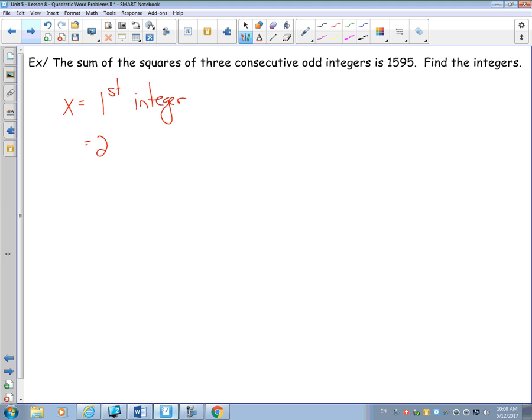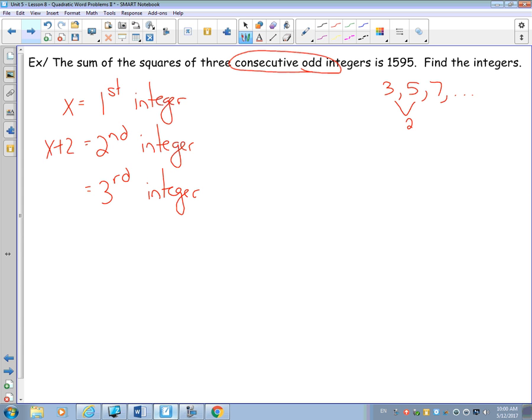And what's my second integer going to be? Well, if it's consecutive and odd, there's a key word. Okay, let's think about that for a second. Consecutive and odd. So for example, 3, and the next odd integer would be 5, and then 7, and so on. The difference between these is always 2. So in other words, I have to go x plus 2. There are also 3 consecutive integers this time, so the third integer, how do we get from 3 to 7? I add 4. Once you have the let statements, however, the question remains the same as the previous ones.